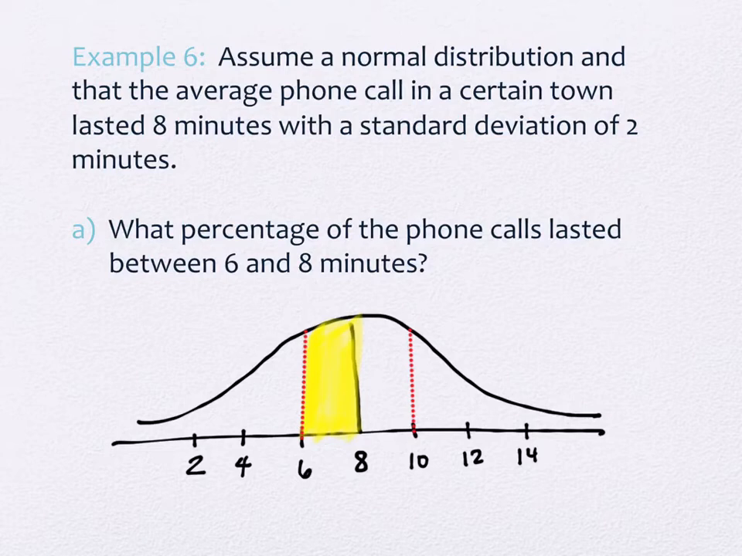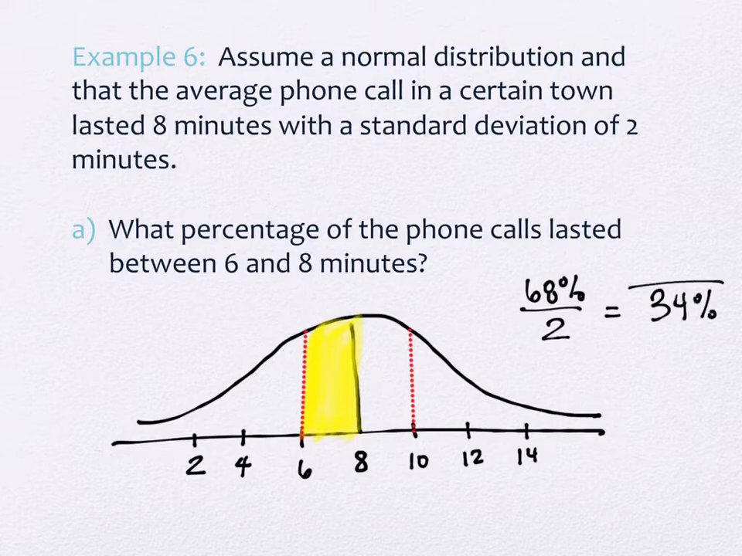So I can simply take my 68% and halve it, and I'll have 34% of the phone calls. So I have a 34 percentage of the phone calls, none of that's sounding right. 34% of the phone calls are lasting between 6 and 8 minutes.